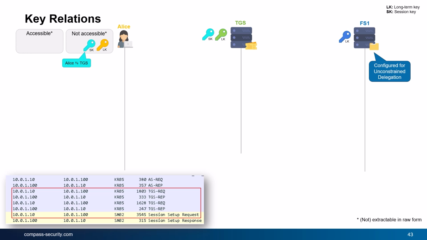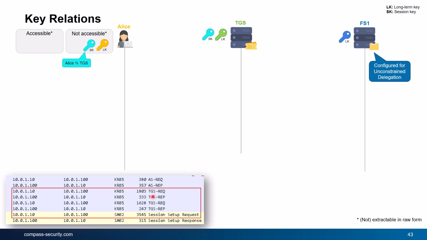This is part of the result of the AS-REQ and AS-REP exchange, so just getting a TGT. And on the TGS itself, we have its own long-term secret as well as the session key between Alice and the TGS. And on the right side, we have a resource that we would like to access with its own long-term secret as well. And this resource specifically is configured for unconstrained delegation. Now, the flow itself that we are going to look at are 5 specific messages.